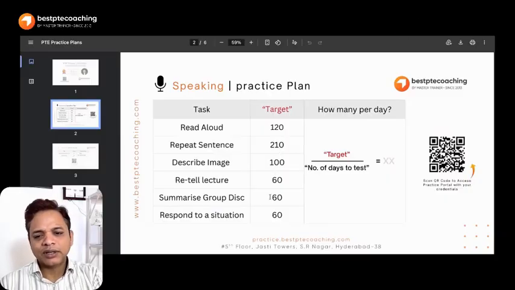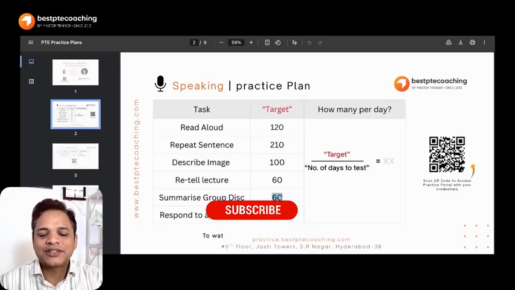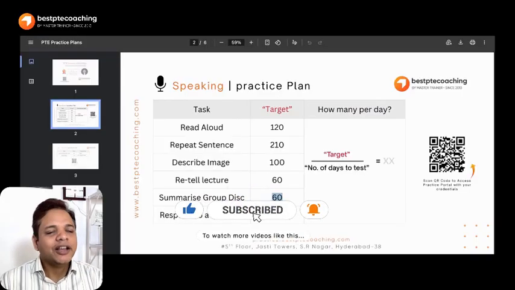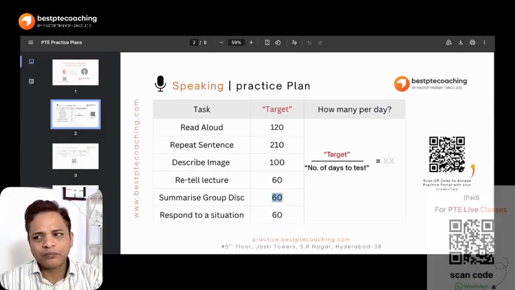Now I'll reveal the practice plan. The practice plan is very simple. I'm recommending my students to practice some 60 questions from summarized group discussion. If you cannot practice 60, at least practice some 30, 40 questions. But 60 is a very good number.